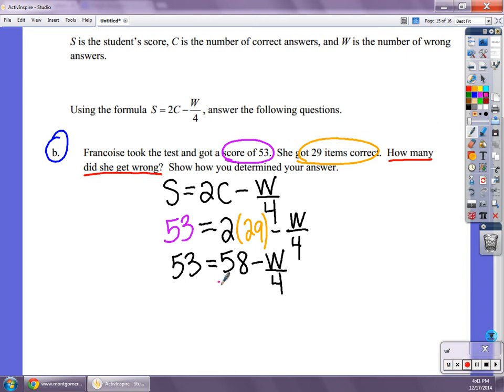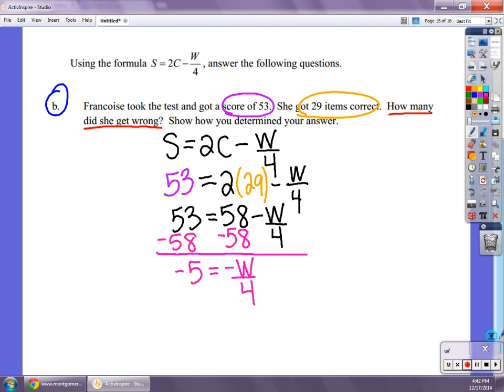I have a positive 58, so in order to get rid of that, I'm going to subtract using the subtraction property of equality from each side, and I end up with -5 is equal to negative W over 4. All right. I have a division problem on the right side of that equation, so I'm going to multiply both sides of our equation times 4 in order to get rid of division. So we're going to use the multiplication property of equality.